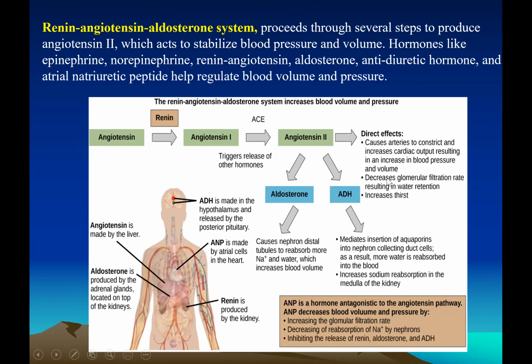That can decrease the glomerular filtration rate, which will increase thirst. So they're trying to maintain the water content in blood. Another way is antidiuretic hormone. It's so interesting. How does it help with reabsorption of water in the nephron?